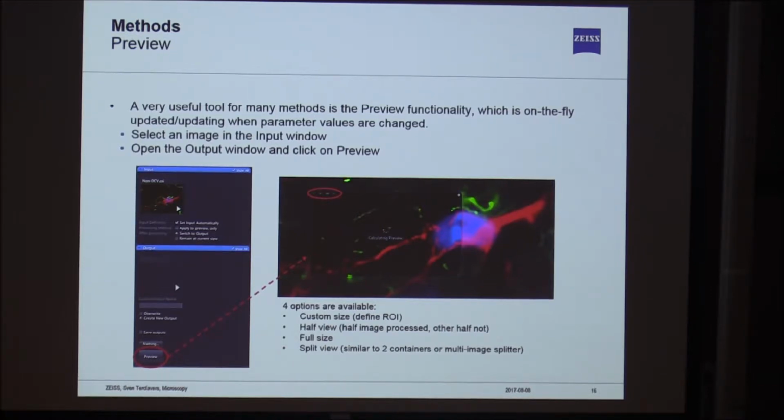Now, on top of the preview image, you also have four possibilities. You can define a custom size for the preview window, so you can make it smaller or larger. You can have half view, which is half of the image being processed, the other half not. You can have a full view, which is basically applying it to the complete image, or you can have a split view where you see the original image next to the processed image. Personally, I like the custom-sized image a lot because it really shows you immediately what you will get.